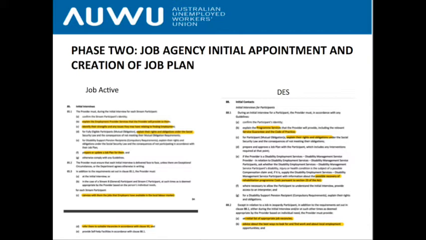If you look at the Job Active deed on the left, you can see there are quite a few things the provider must do. They must explain the employment provider's services that they're going to give. They must identify the strengths and any issues the unemployed worker may have relating to finding employment. They must explain their rights and obligations under the Social Security law. They must prepare an updated job plan. And this is the most important one, which we've highlighted here: the job agency must canvass with them the jobs that employers have available in the local labour market and refer them to suitable vacancies.